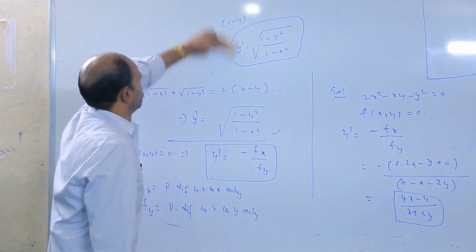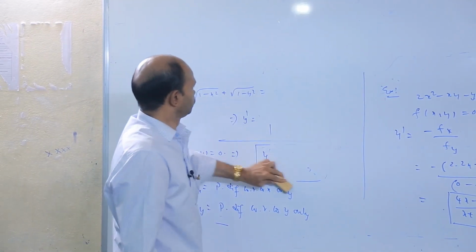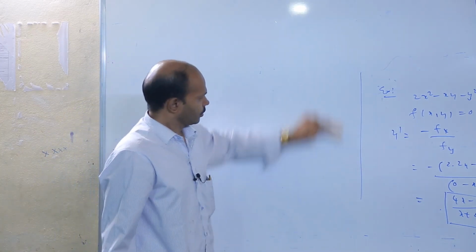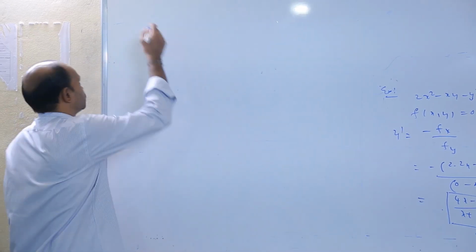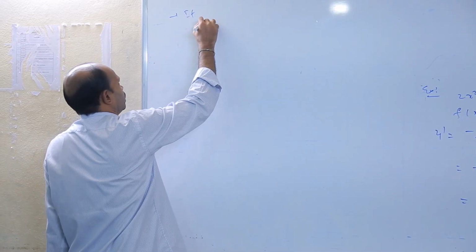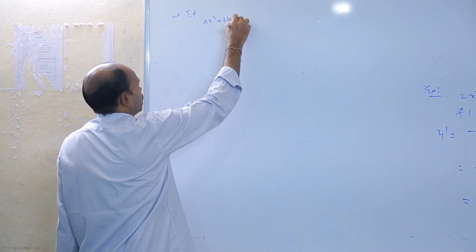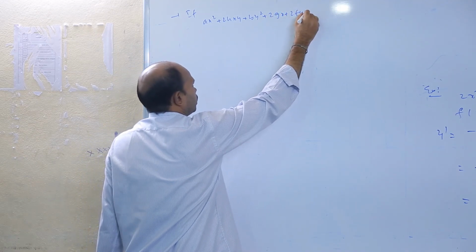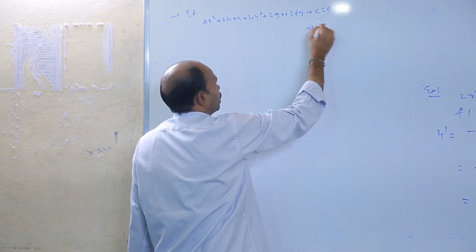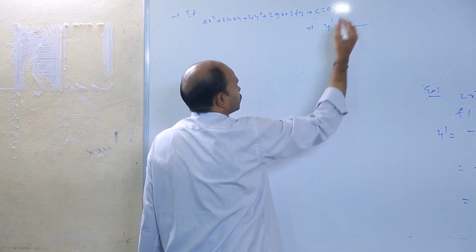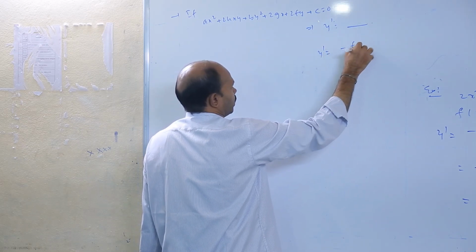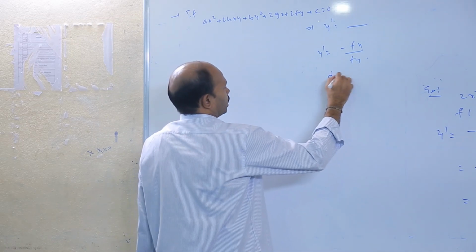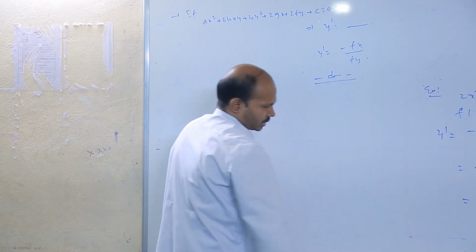One more example you see, the same model. The given expression is like this. If, in the next problem, ax square plus 2hxy plus by square plus 2gx plus 2fy plus c is equal to 0, find y dash. You know, y dash should be minus fx by fy. I am not doing it; you can do it as an example.